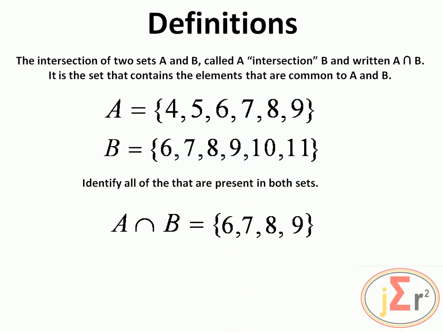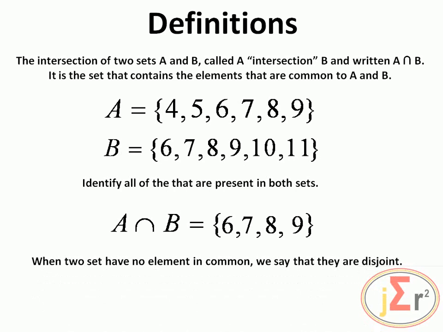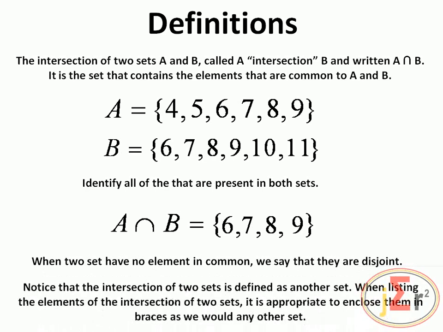So that is our set A intersection B. It has all of the elements that are present in both A and B. When two sets have no element in common, we say that they are disjoint. Notice that the intersection of two sets is defined as another set. When listing elements of the intersection of two sets, it is appropriate to enclose them in braces as we would any other set.